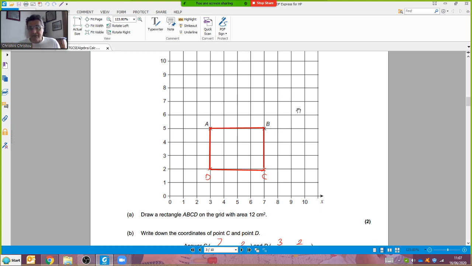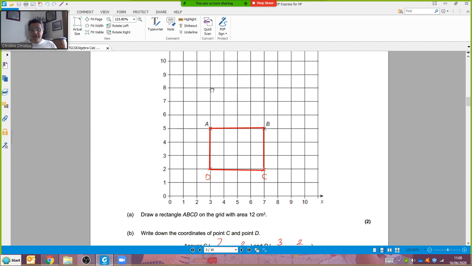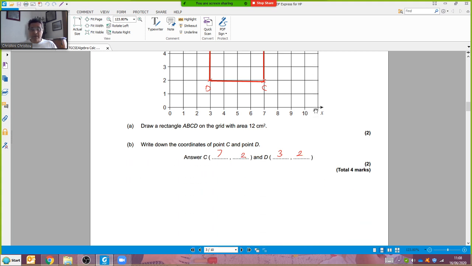So different answers follow. So from my one, my coordinate C is 7, 2. And my coordinate D is 3, 2. There it is, I've got 4 marks. If you put it up here, then that will be 3, 8, and that one would be 7, 8 if you put it up there. Okay, so that's permissible. 4 marks for that.